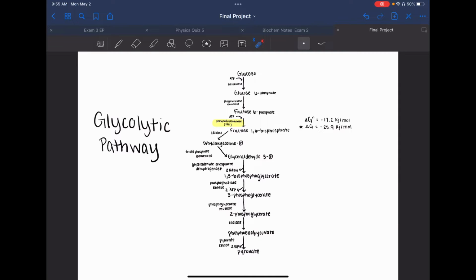It is also regulated and irreversible due to its highly negative delta G. Another important note is that the reaction does require ATP to proceed.